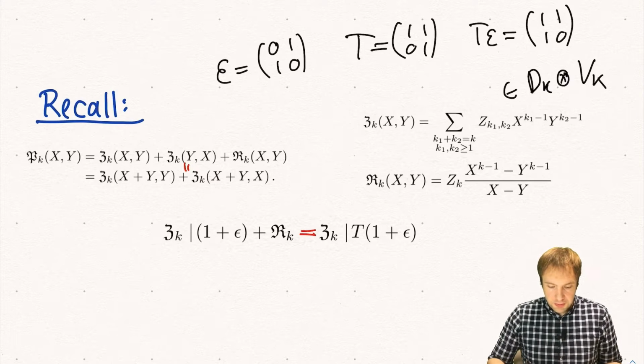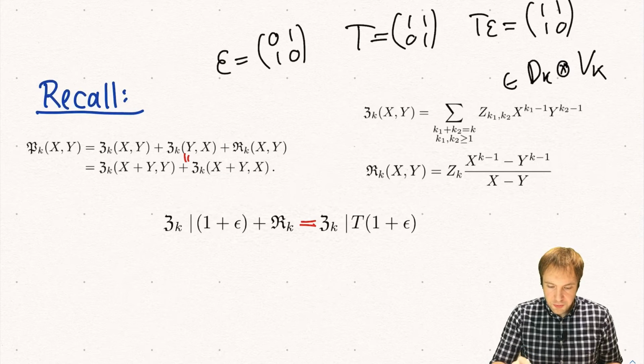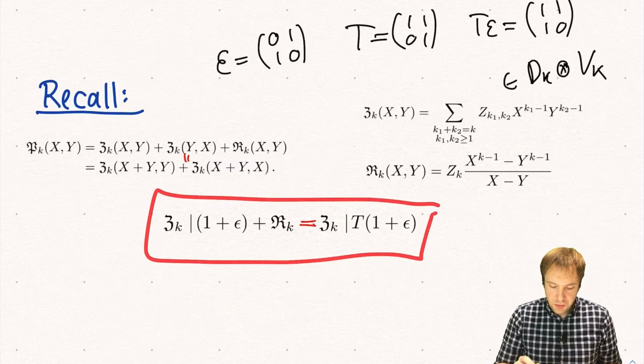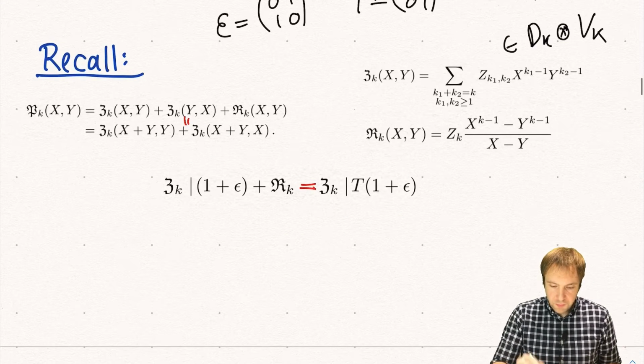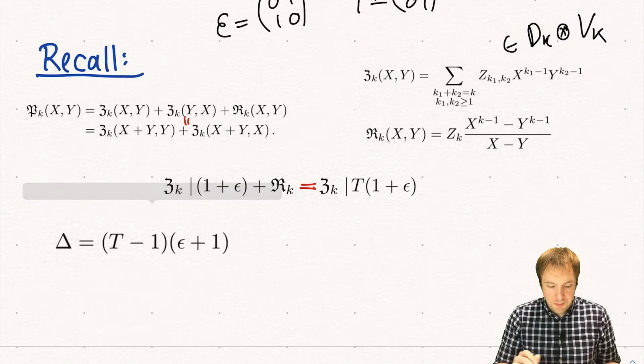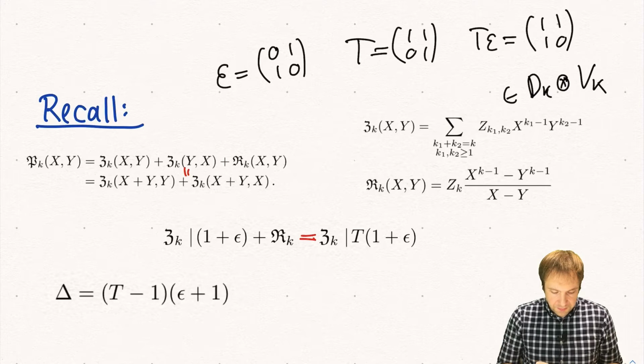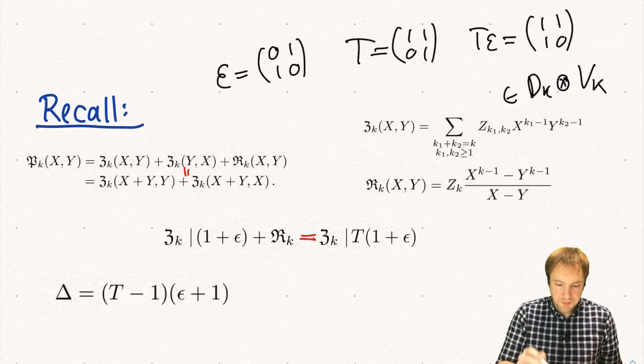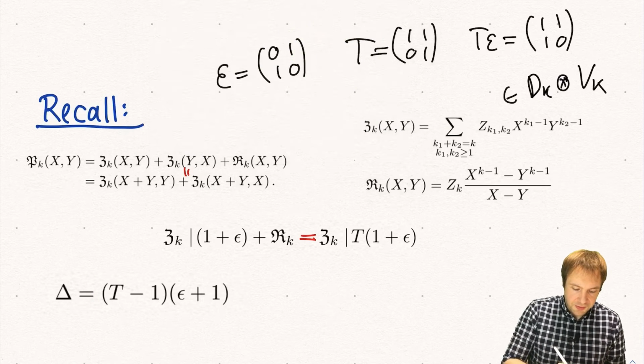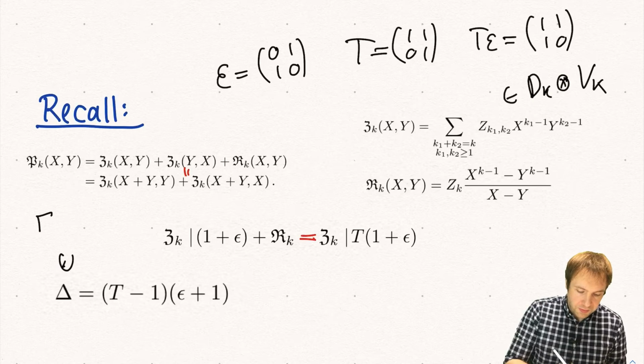Okay, and now we further want to write this in a shorter form. So for this we introduce now the following element, delta. So you see delta is now an element in the group ring.